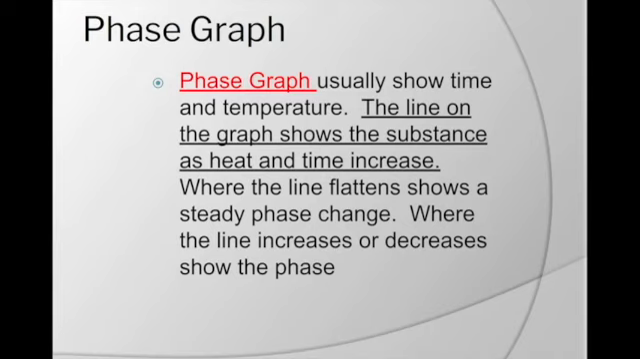Okay, here's the important part. The line on the graph shows the substance's heat and time increasing. Where the line flattens shows where there is a phase change. Where the line increases or decreases shows the phase. So here's an example. You have a chart that as it's going up, it is a phase, and the first phase is always a solid.